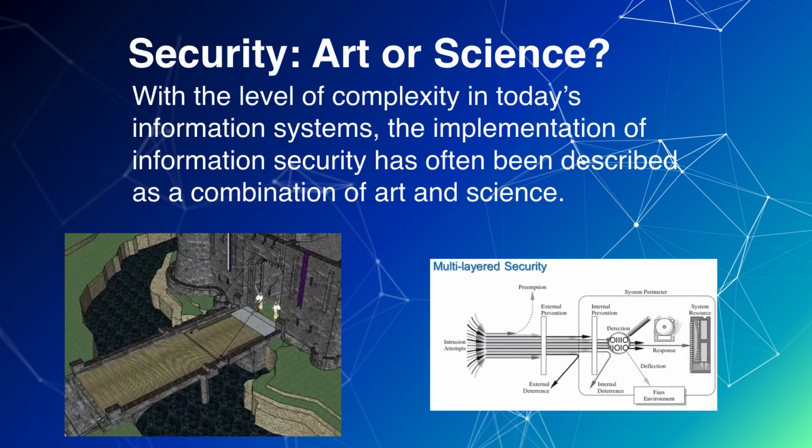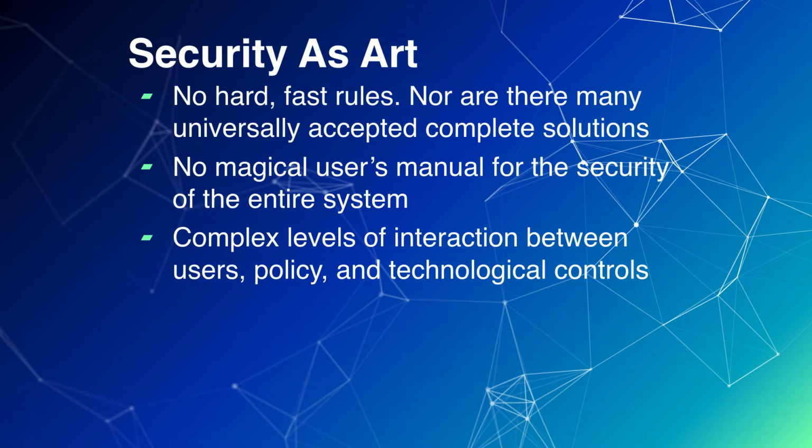With the level of complexity in today's information systems, implementation has kind of got to be a combination of art and science. Art means there are no hard, fast rules, nor are there, excuse me, many universally accepted solutions. If there was a magical user's manual, then everyone would be using it and everyone would be doing the same thing. But because there are all different organizations and different human beings, there have to be different approaches and new challenges will emerge. Things will happen in this arena that we haven't even worried about or thought about yet.